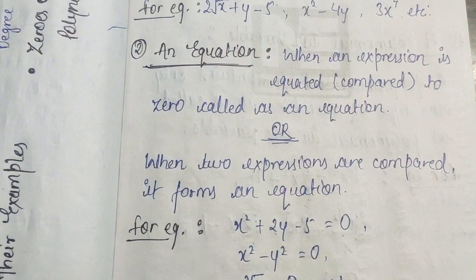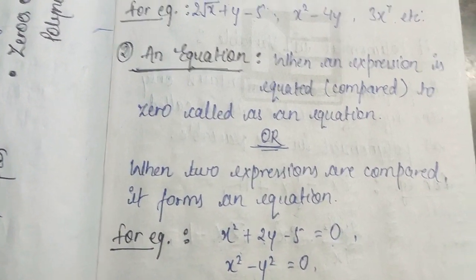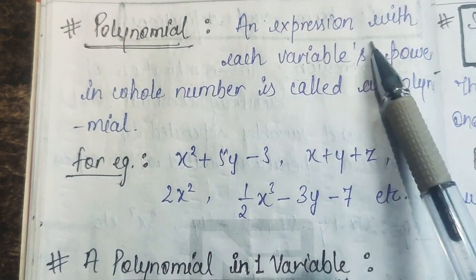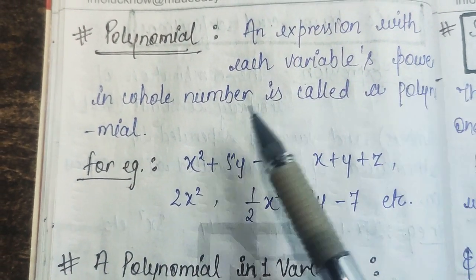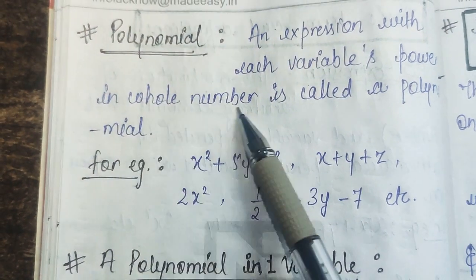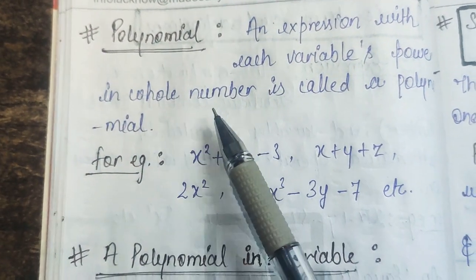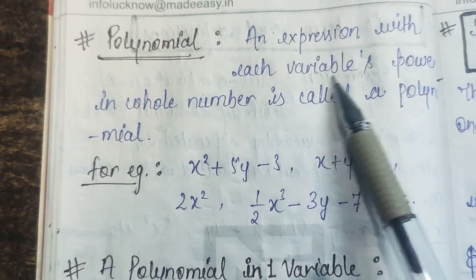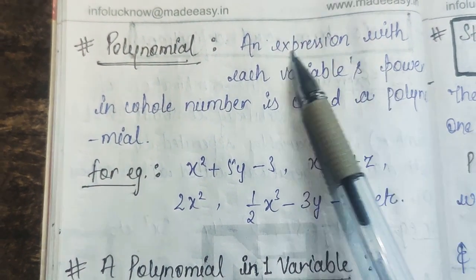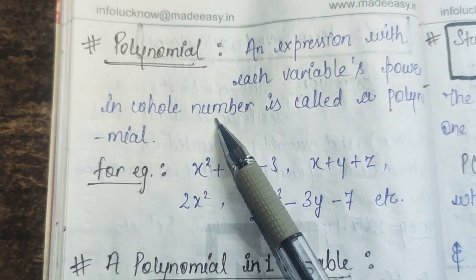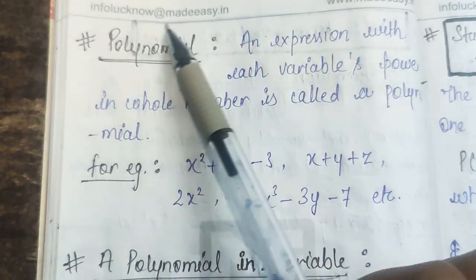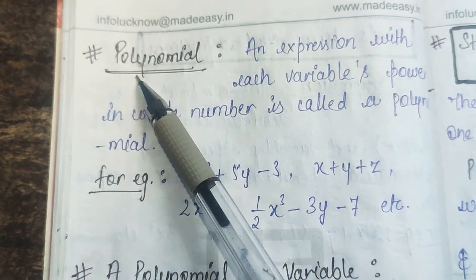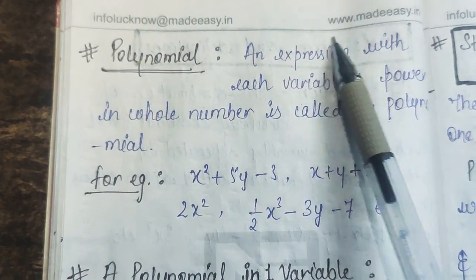Now moving to the definition of polynomials. A polynomial is an expression in which each variable has a power that is always a whole number, or you can say a non-negative integer. So whenever an expression has all its terms with the variable power in whole numbers, we say that this expression is a polynomial. One thing you should know is that a polynomial is a type of expression.